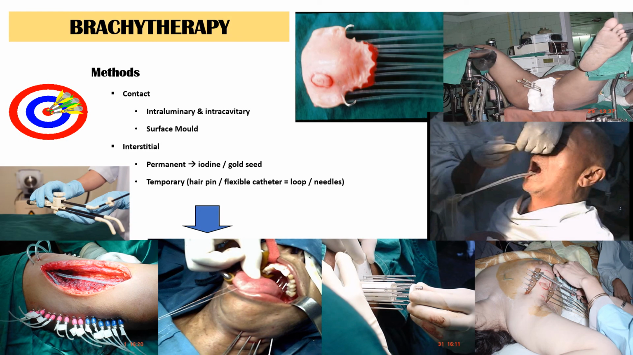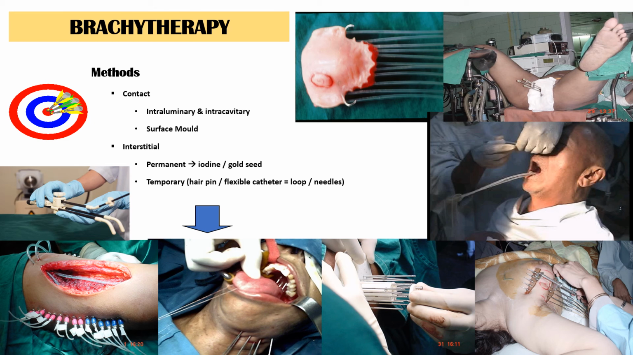Now let's move on to brachytherapy. As we have mentioned in session 1, it is divided into contact brachytherapy, which is placing the radiation source closer to the target, like seen in the pictures above, number 1 and 2, and the third picture below it. It shows mold brachytherapy in the oral cavity, intracavitary brachytherapy for cervical cancer, and nasopharyngeal brachytherapy.